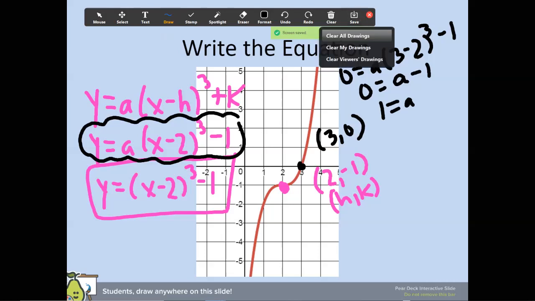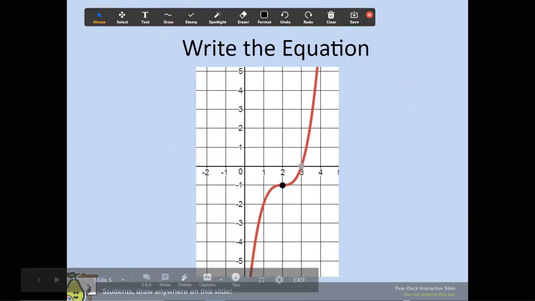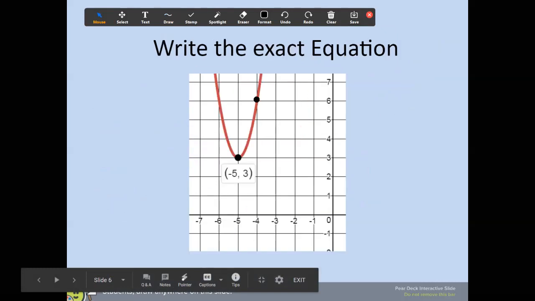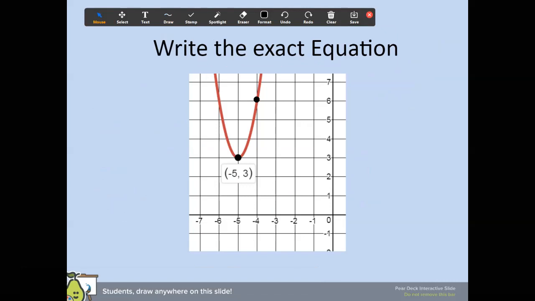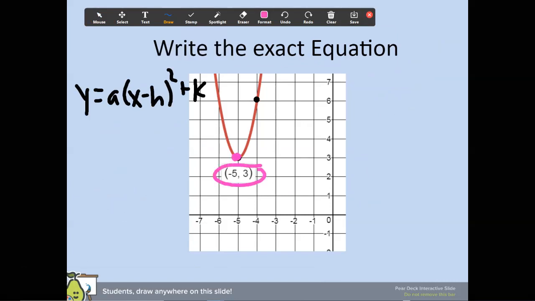Okay, so next one, get my mouse. Another parabola, this one again exact. This is going to be the general equation, y equals a times (x minus h) squared plus k. So we are looking at this vertex right here, which is at negative 5 comma 3. That is your h comma k. So I am going to have y equals a times (x plus 5) squared plus 3.